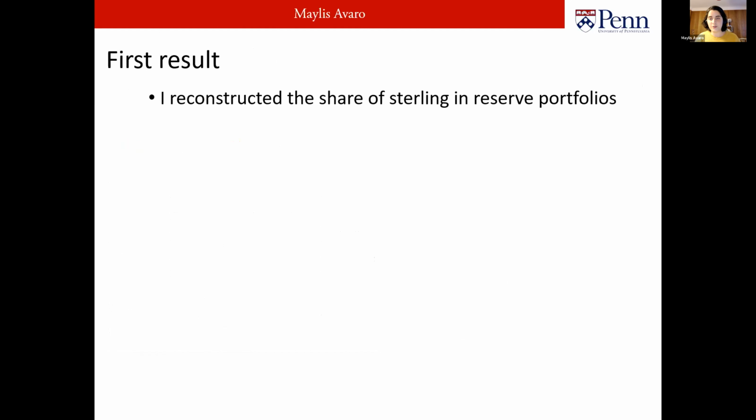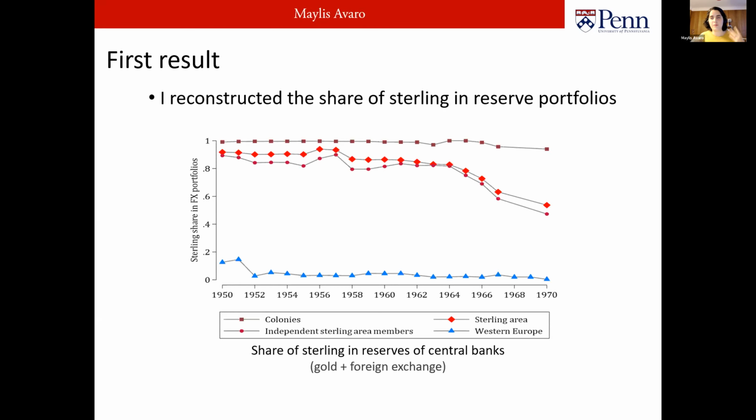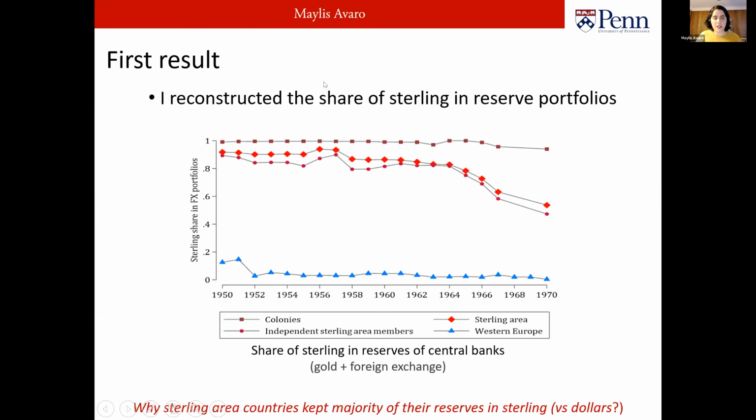And so thanks to this new data, I'm able to reconstruct the share of sterling within the foreign exchange portfolio for my 2 groups of countries, so Western Europe and the sterling area. This is what the results look like, and we see it's very heterogeneous across these 2 groups of countries. In Europe, sterling doesn't represent at all an important part of the foreign exchange portfolios. It represents less than 10% for most of the period, otherwise it's the majority asset in the sterling area portfolios. And the main question then is to explain why such heterogeneity, and why sterling area countries kept the majority of the reserves in sterling and not in dollar, which was the key currency.